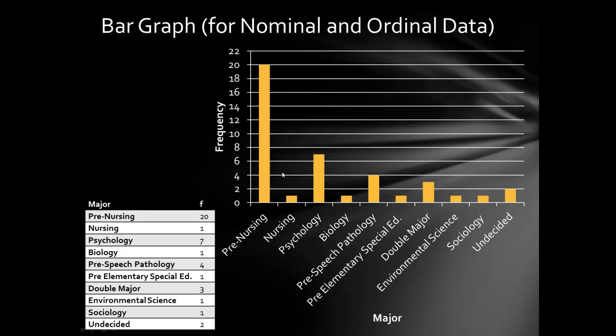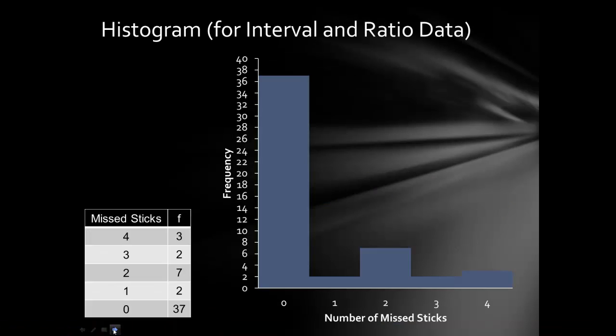So again, bar graph, nominal or ordinal data, and the bars do not touch. There's spaces in between. Now, if you have interval or ratio data, then you'll want to use a histogram. And a histogram is a lot like a bar graph, except the bars touch.